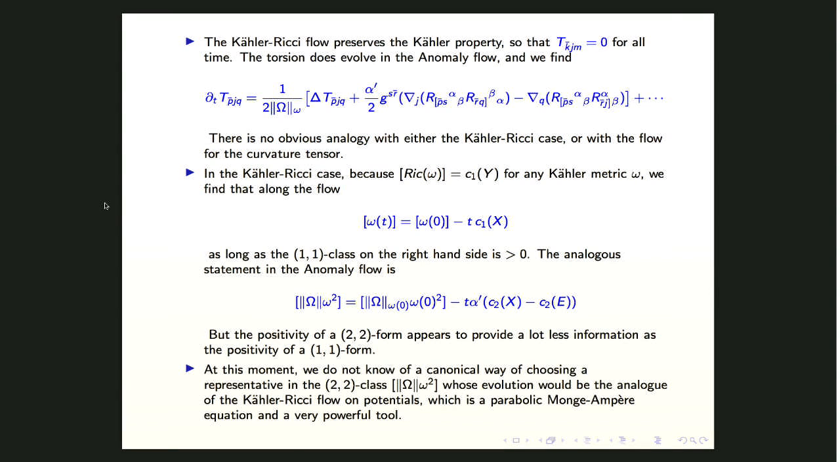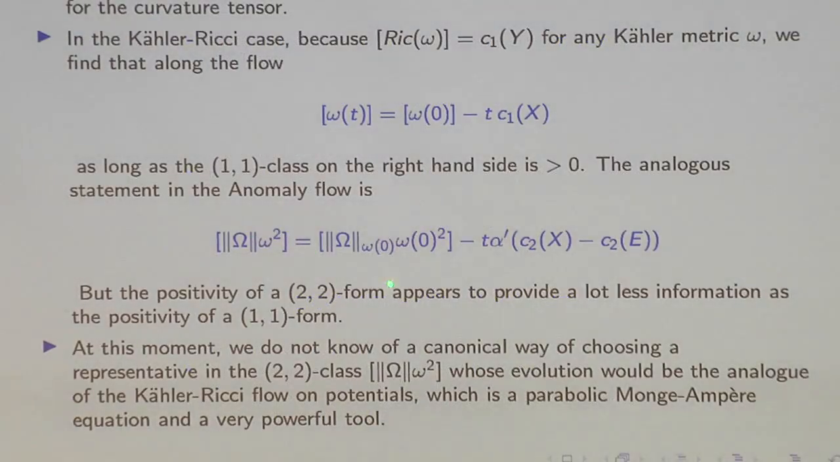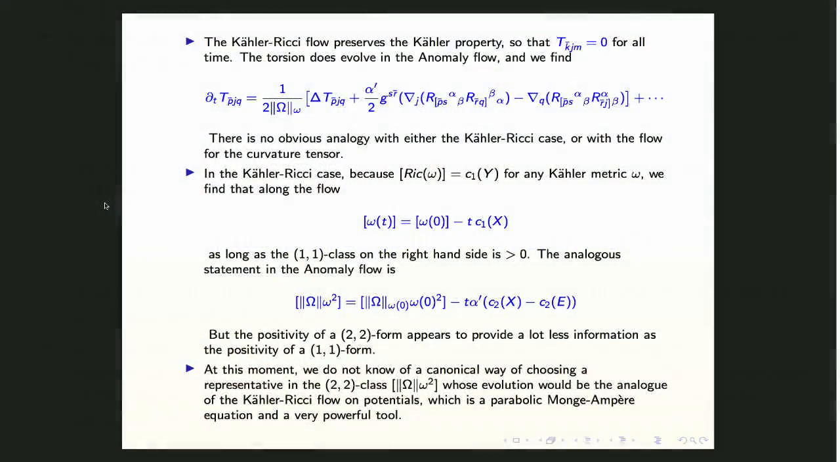And then also, although we have these flows of the classes, it'd be very nice if we can pick a canonical representative along each class whose flow we can study. So, for example, for the Kähler-Ricci flow, you pick the potential, and then that will evolve by a kind of parabolic Monge-Ampère equation. And this is a very useful, powerful tool. In this case, we don't know of a canonical way of choosing this. In some sense, this is a manifestation of this problem at the beginning that one has to preserve the conformally balanced condition.